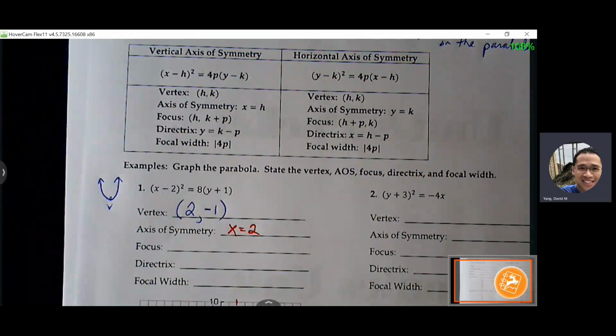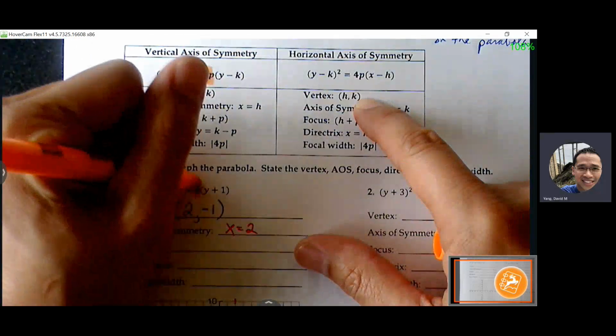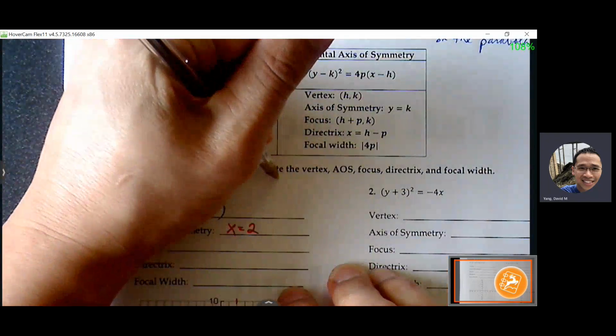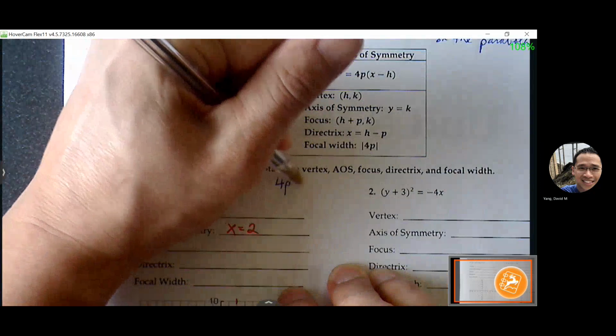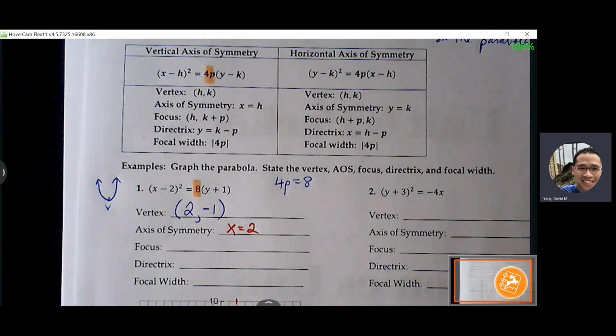So I'm going to highlight those here. So 4p is equal to 8. That's the connection to help us find our p-value. Off to the side, I'm going to put that 4p = 8. Solve for p. p equals what? 2.